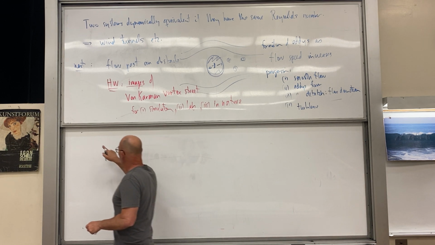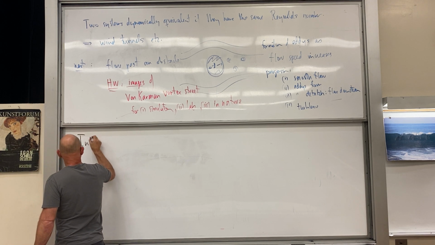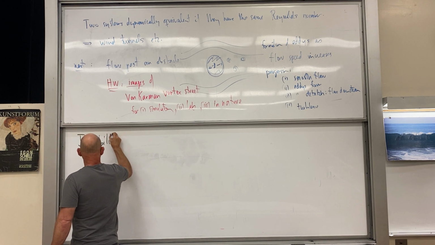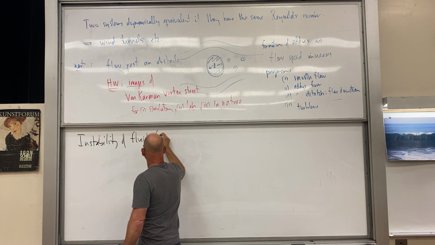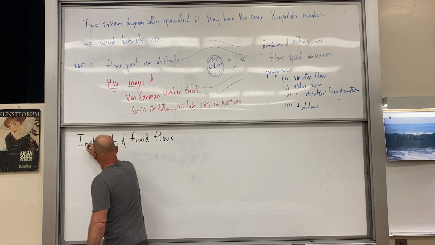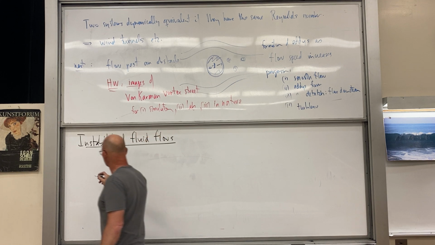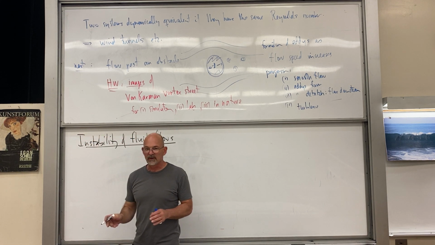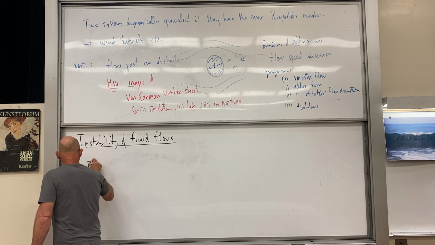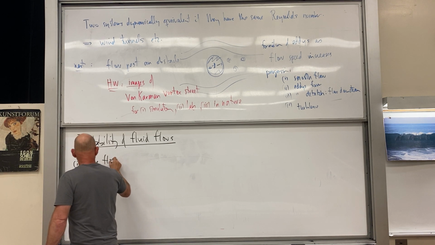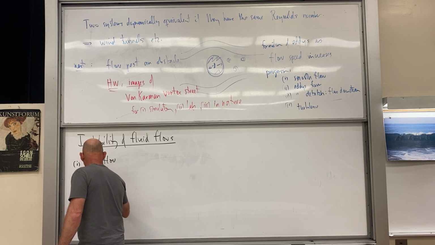So this last topic is instability of fluid flows. And I'll give two examples. First one would be the pipe flow. And by the way, you can get good pictures of these as well, good images. So the first example is the pipe flow, and the second example is the flow around an obstacle.